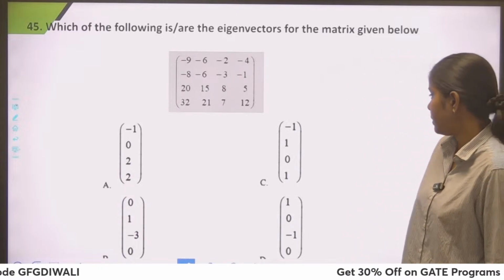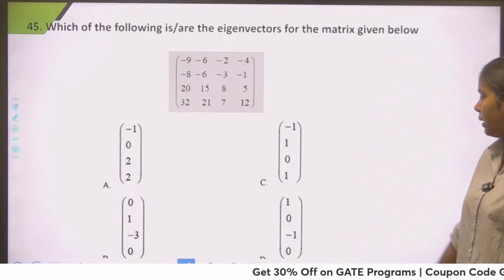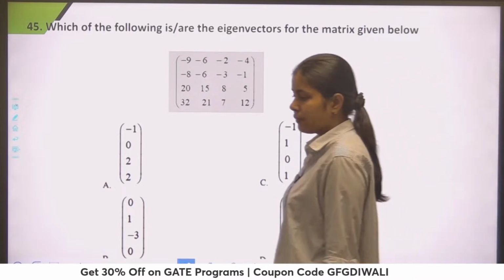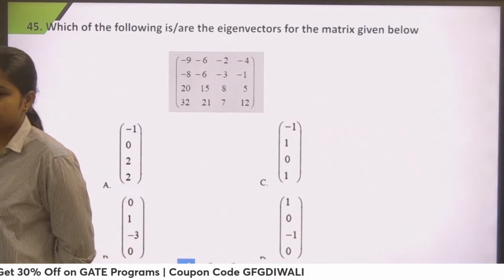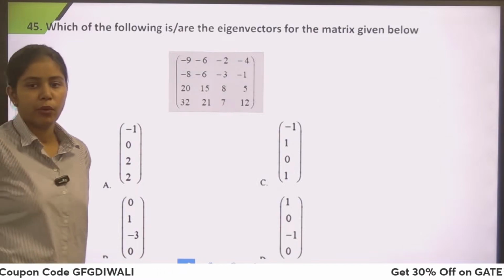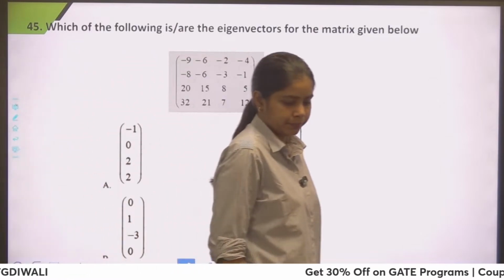Guys, this is a question. Just let me know quickly what would be the answer. A, B, C, D are the options. I told you how to solve this eigenvector question. You have to tell me what would be the answer for this question.